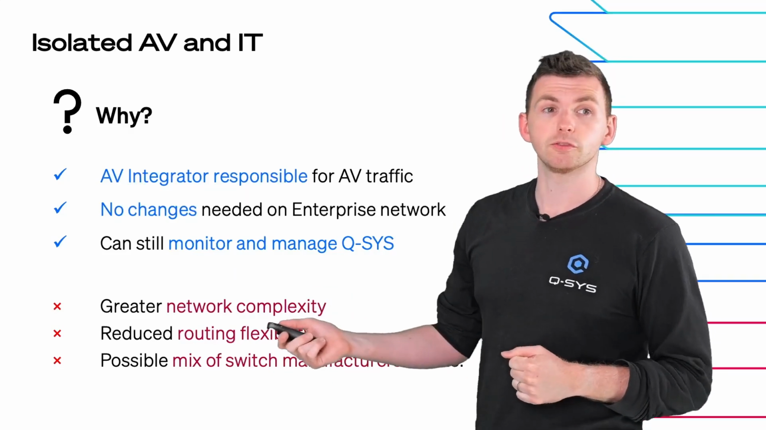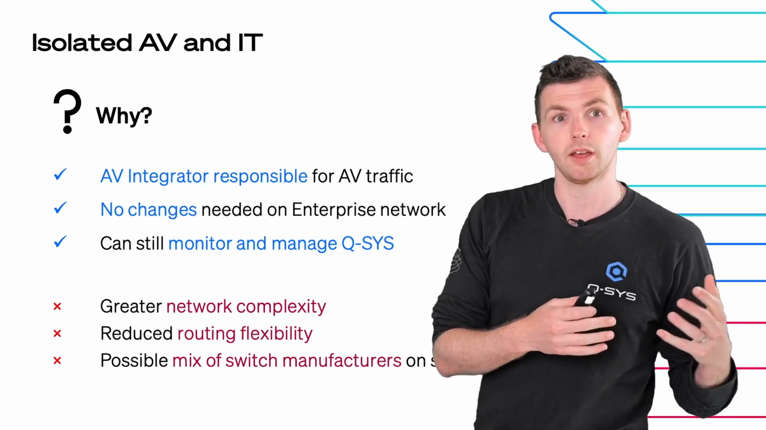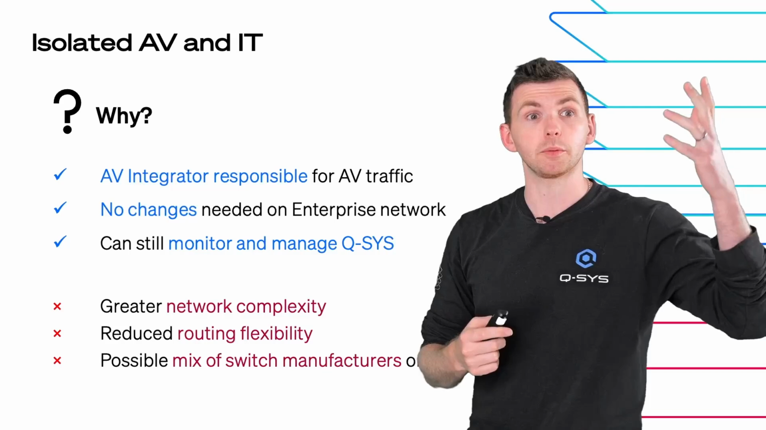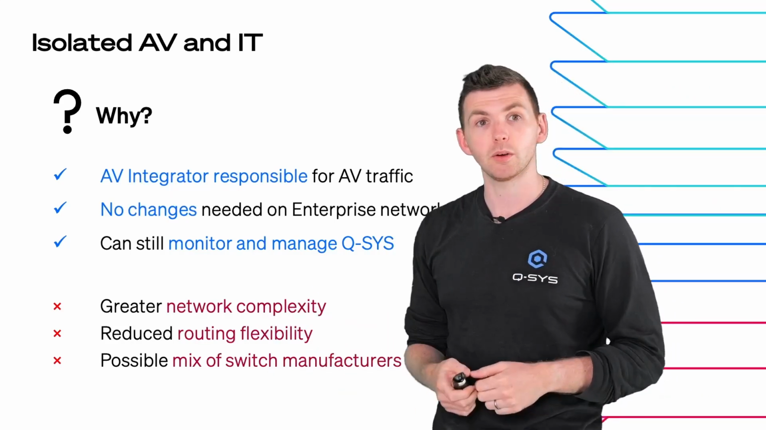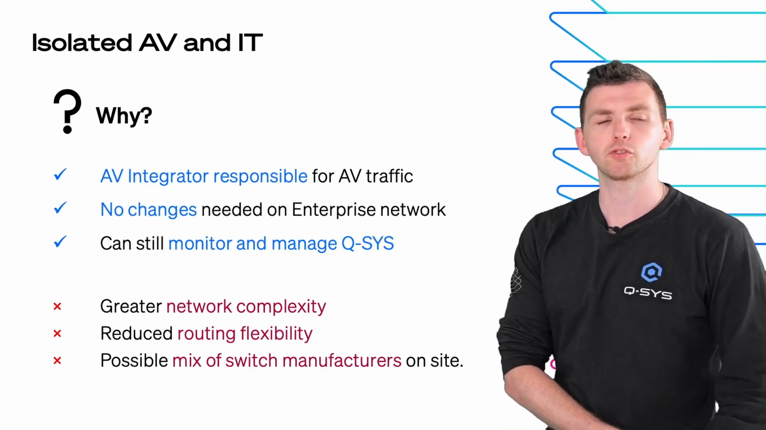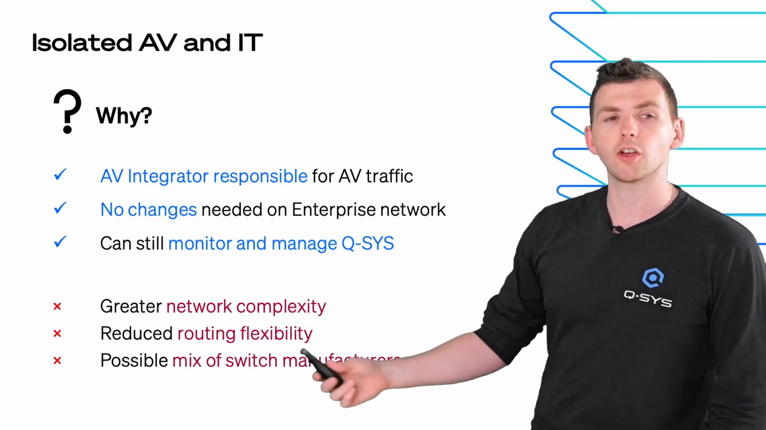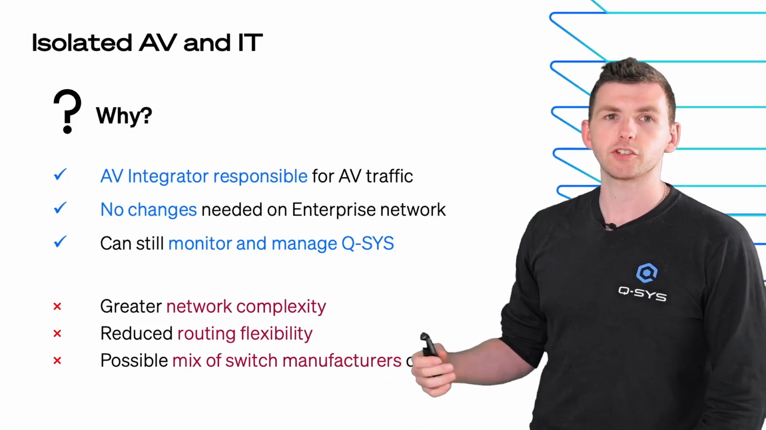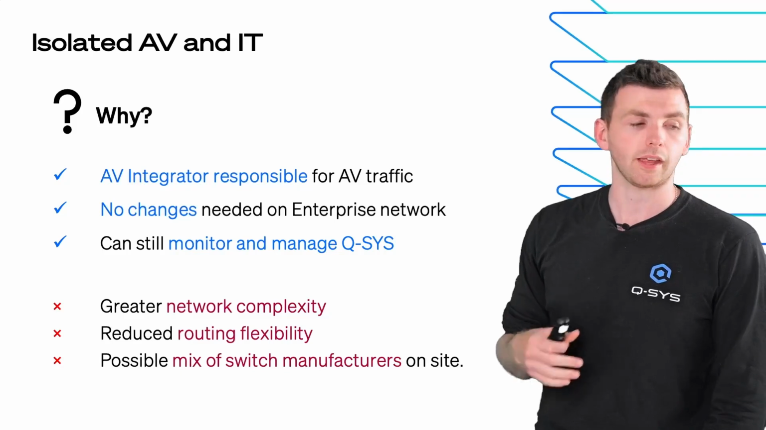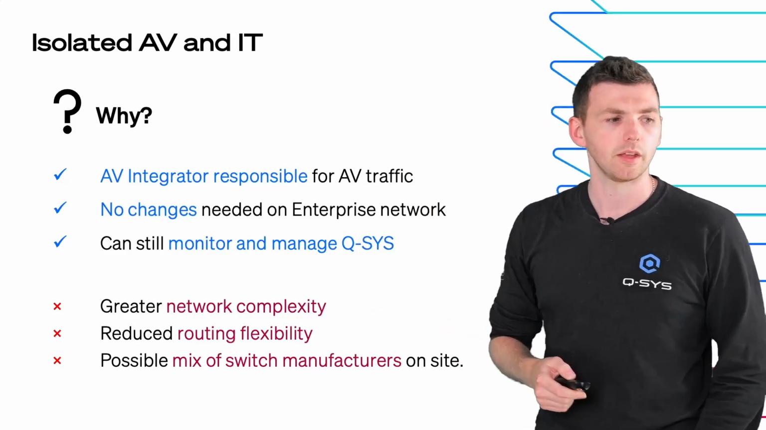For this reason, reduced routing flexibility. If you've got to build an entirely separate network, maybe that can't encompass routing things between rooms or around the building, but if it's running on the enterprise network, it probably can. And of course, some end-user IT departments really don't like this, even if it's not on their network. They don't want to have different switch manufacturers that are not what they have on their enterprise network on the same site. Okay, that can add to some confusion. So just a bit of background there as to why that might be of interest.